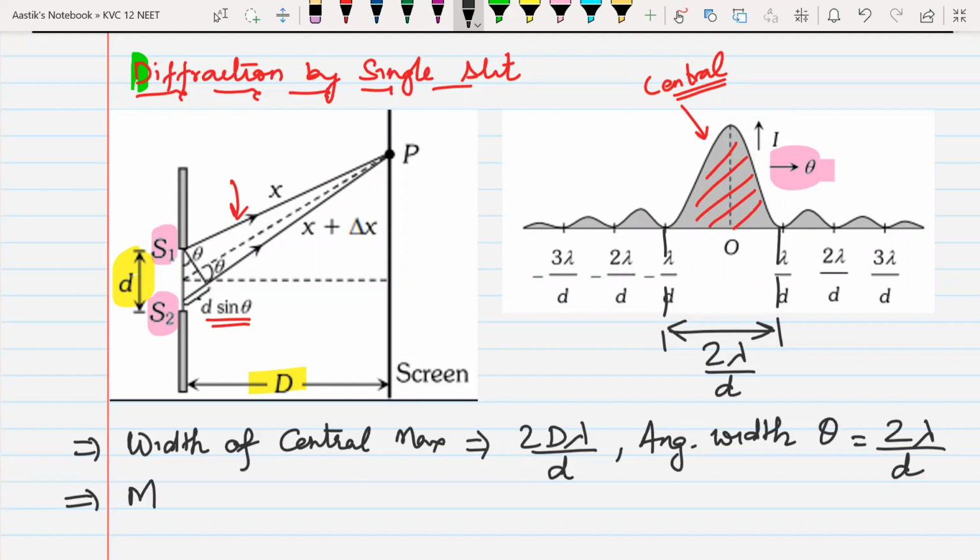Central maxima has maximum intensity. Can you note this down? This is the central maxima. Do we see the central maxima? Yes or no? Yes, sir. Central maxima has maximum intensity, and the width is 2 capital D lambda by small d, or the angular width is 2 times lambda by small d. Note it down.